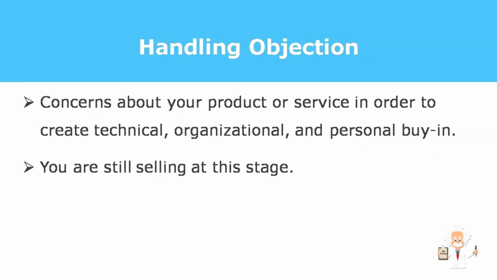Component number 7 is handling objections. In sales copy, you do this by addressing your readers' concerns about your product or service in order to create technical, organizational, or personal buy-in. It's also worth remembering that you're still selling at this stage.